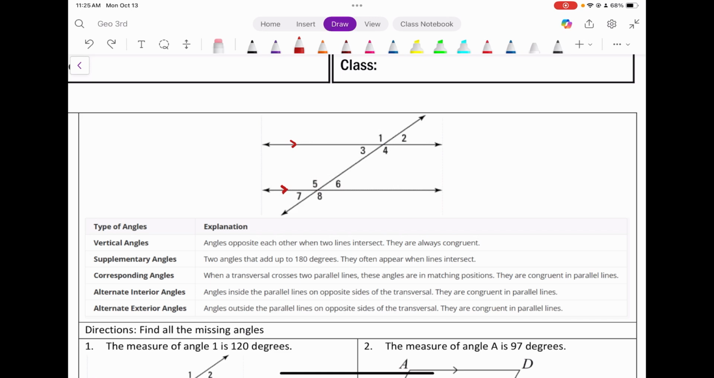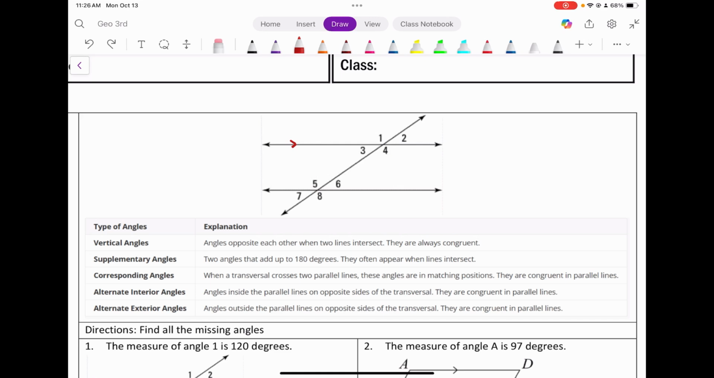First off, the ones that correspond. 2, which is on the top right side of our top line here, corresponds with angle 6. And we find out here that corresponding angles will also always be congruent. So 2 and 6 correspond. 5 would correspond with 1. 7 would correspond with 3. 8 would correspond with 4, and so on and so forth. So those are what we refer to as corresponding angles.